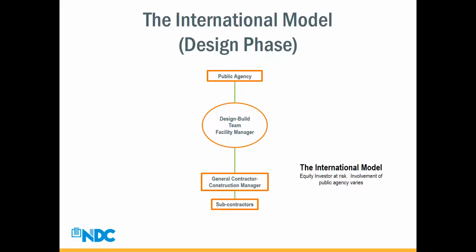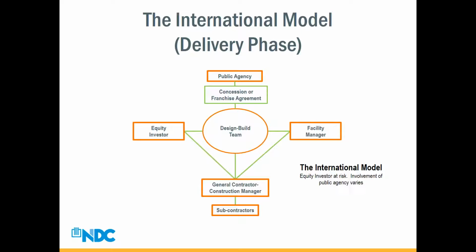So the equity investor is at risk in the same way, and the involvement of the public agency can vary under the international model. We turn to delivery phase, which is on the next slide in the international model. You'll see that the public agency has a concession or a franchise agreement with the design build team. The equity investor is at risk in terms of their contractual relationship, and the facility manager and the general contractor are all contracted with the design build team. And under this model, the involvement of the public agency varies.